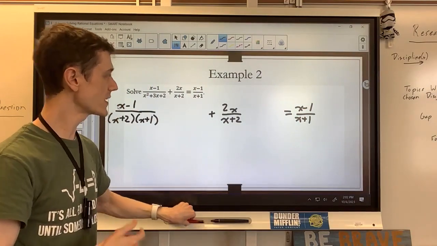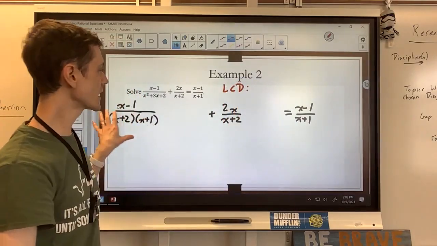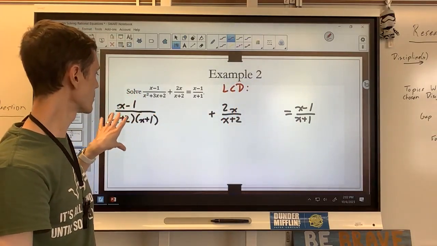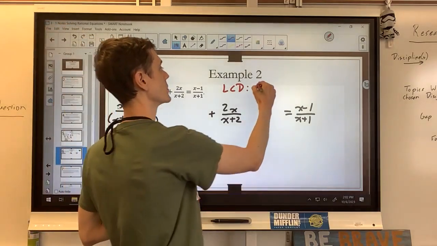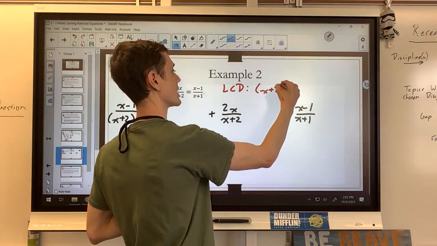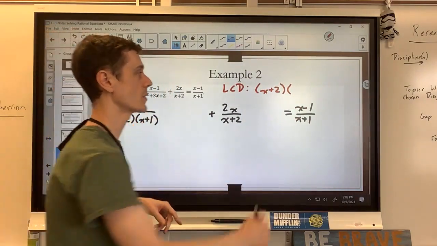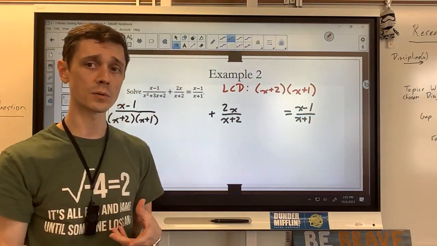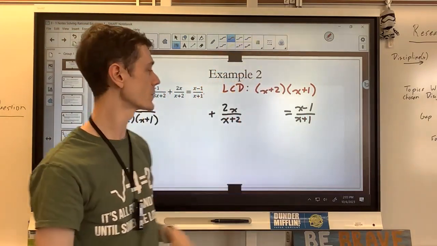So for finding my LCD, as I go through them, it doesn't really matter what order you go in. I usually tend to start from the left and go to the right. I see a factor with a denominator of x plus 2, so that's going to go into my LCD. That same fraction also had a denominator of x plus 1 being multiplied. That is a different number, because remember, you can imagine a number being plugged in for x, like 5. That means 7, and that means 6. So these are different numbers up here.